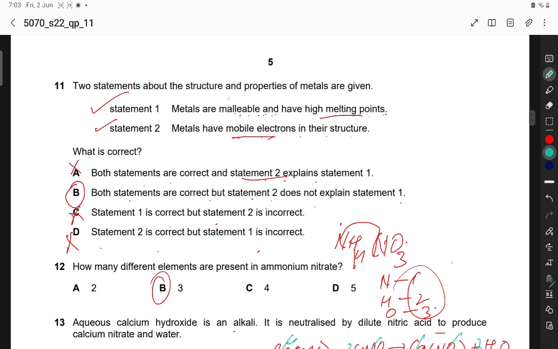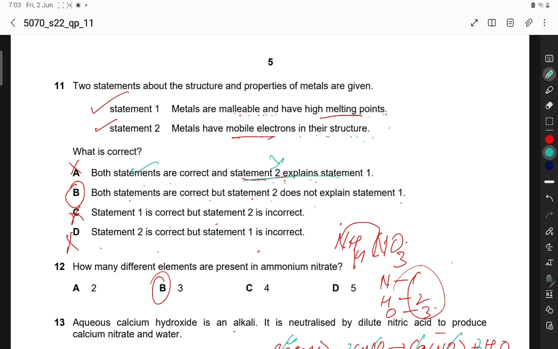Two statements about the structure and properties of metals are given. Statement 1, metals are malleable and have high melting point. Statement 2, metals have mobile electrons in their structure. Yes, it has mobile electrons in its structure. Both statements are correct and statement 2 explains statement 1? Statement 2 does not explain statement 1. Statement 2 is correct, but it does not explain, because metals have mobile electrons in their structure which enable metals to conduct electricity.